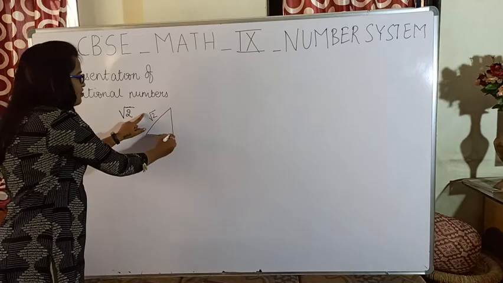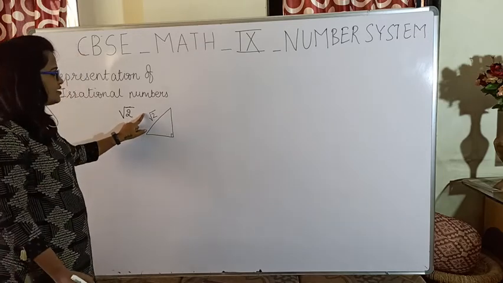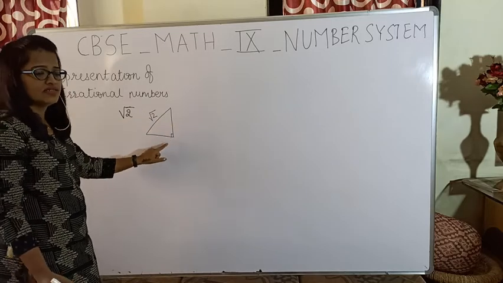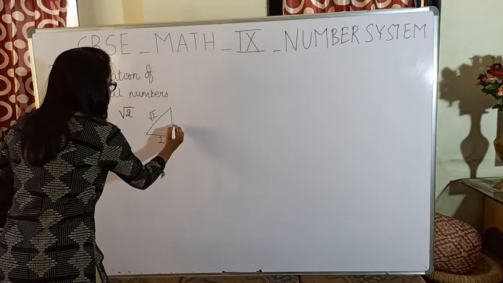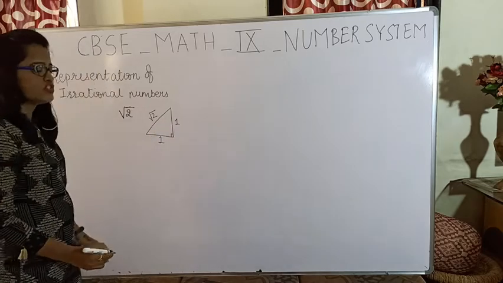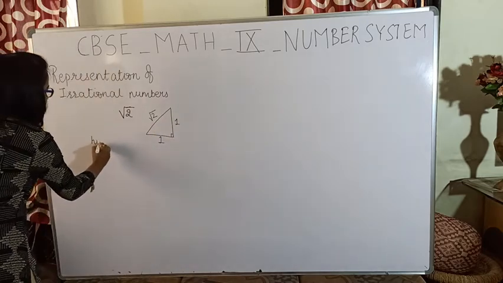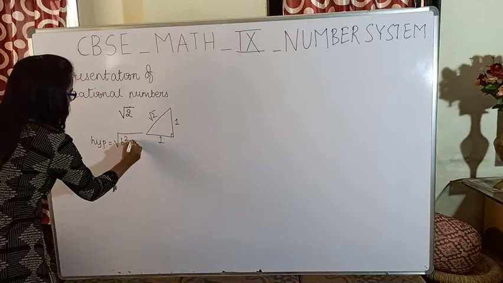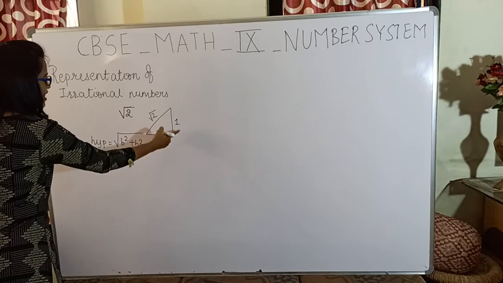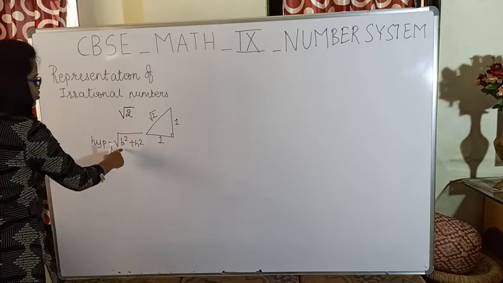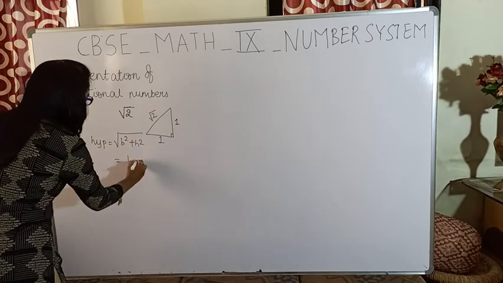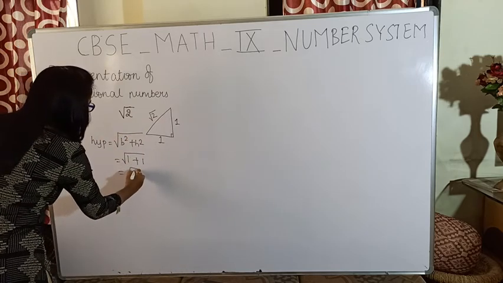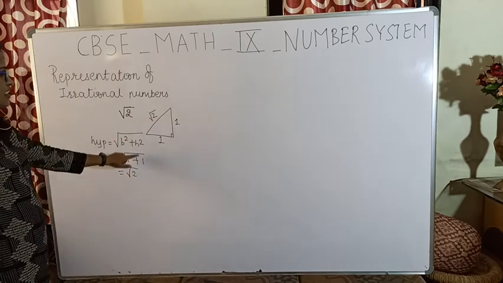If I want the hypotenuse of the right angle triangle to be root 2, what could be the base and height? Will it be 1, 1? Let us check. What is the formula? Pythagoras theorem. Hypotenuse is equal to under root of base square plus height square. Here I have taken the values as 1 and 1. So square of 1 will be 1. Again square of 1 will be 1, which gives me under root of 2. So that is what I want.